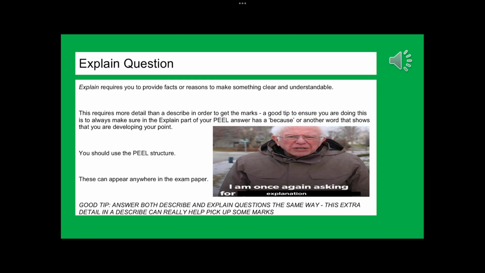A really good tip is to answer both the describe and explain questions the same way. This extra detail in a describe question can really help you pick up some marks, and it gets you into good practice for your explain questions.